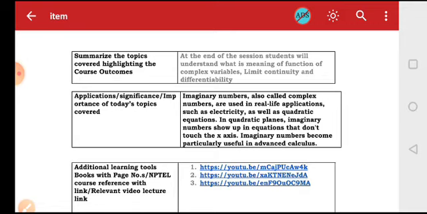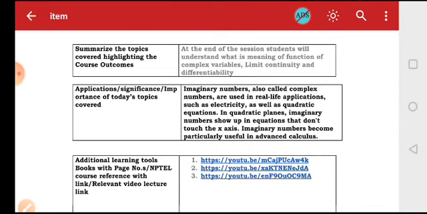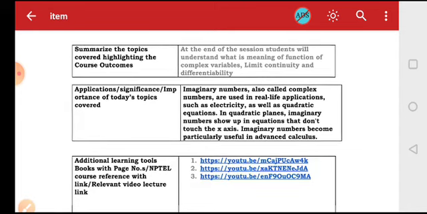Now as application, imaginary numbers or complex numbers are used in real life applications such as electricity as well as quadratic equations in quadratic planes. Imaginary numbers show up in equations that don't touch the x-axis. Imaginary numbers become particularly useful in advanced calculus.